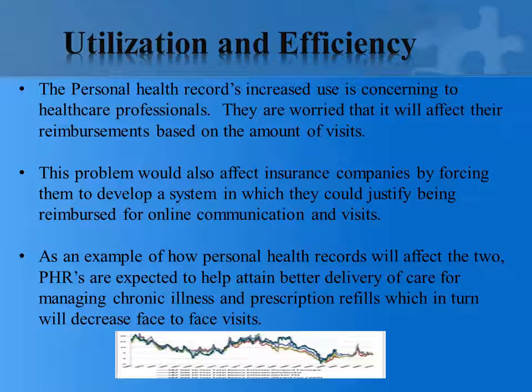Utilization and efficiency. The personal health records' increased use is concerning to healthcare professionals. They are worried that it will affect their reimbursements based on the amount of visits. This problem would also affect insurance companies by forcing them to develop a system in which they could justify being reimbursed for online communication and visits. As an example of how personal health records will affect the two, PHRs are expected to help attain better delivery of care for managing chronic illness and prescription refills, which in turn will decrease face-to-face visits.